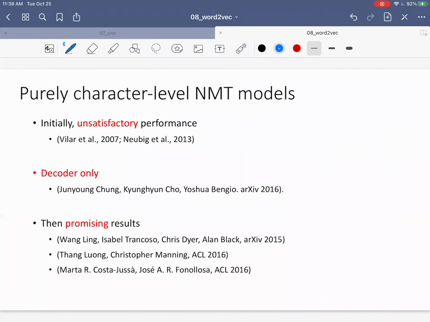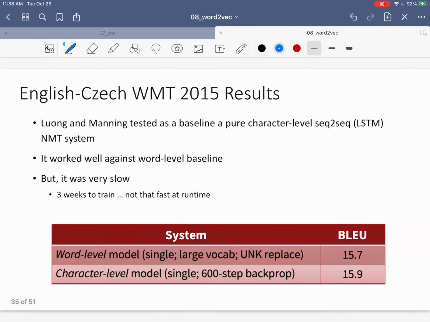But it does perform pretty well. In the mid 2010s, 2016, character level models did show promising results. So word level translation models and character level translation models had a similar performance. As long as you had very big VRAMs, which can take all the long sequences derived from character level broken sentences, it could work pretty well in theory. But as I said, the sequence will be too long.